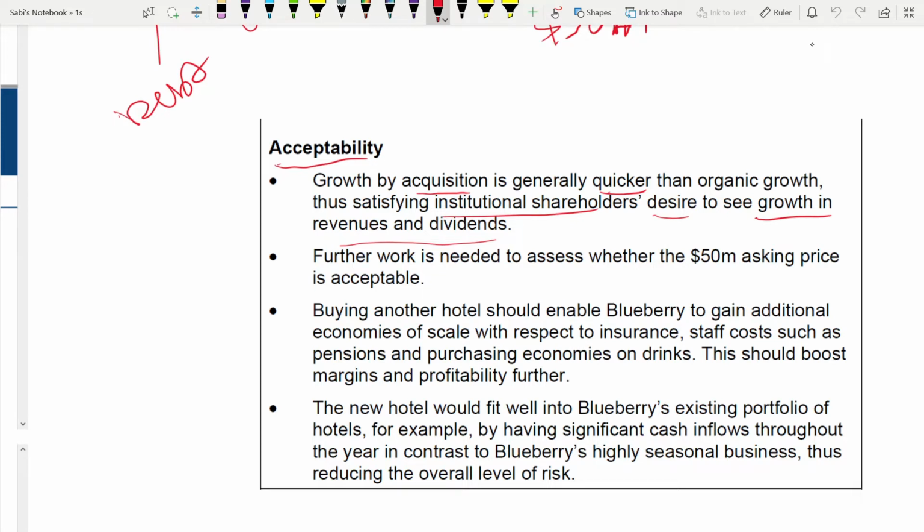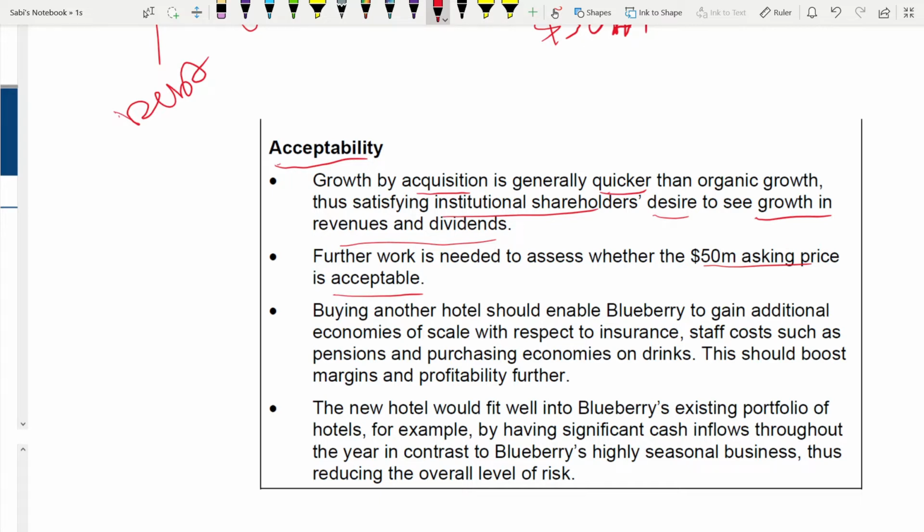Then further work is needed to assess whether the 50 million asking price is acceptable or not. Whether this amount is acceptable, you need to do more work. Okay, this could be a part of an answer. Try to write answers: more work is needed, more evaluation is needed, more justification is needed. Okay, just don't accept the 50 price on the face of it. Just because 50 million is the asking price, don't accept it. You have to negotiate and bring down the price. You have to see whether this price is genuine or not. Is it worth it or not? Then only you accept.